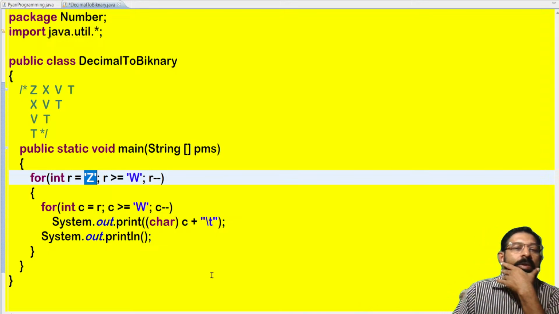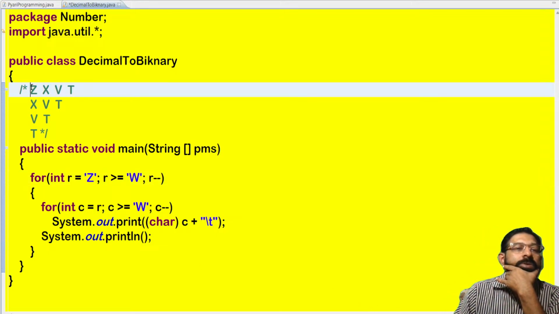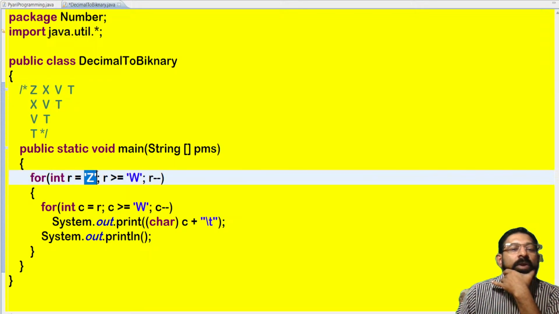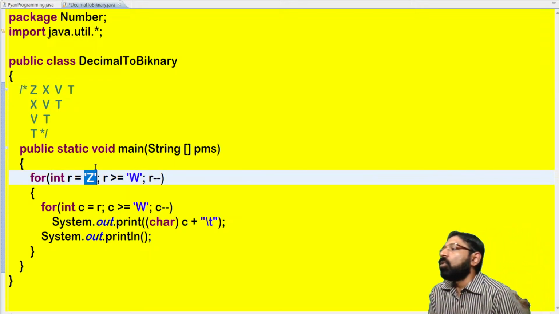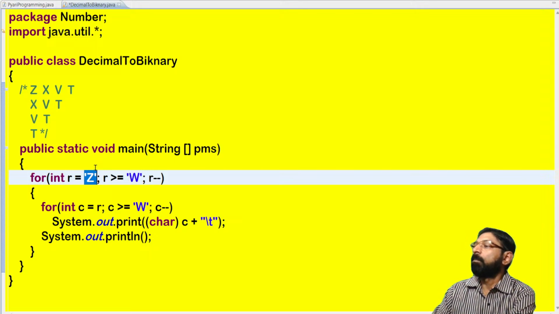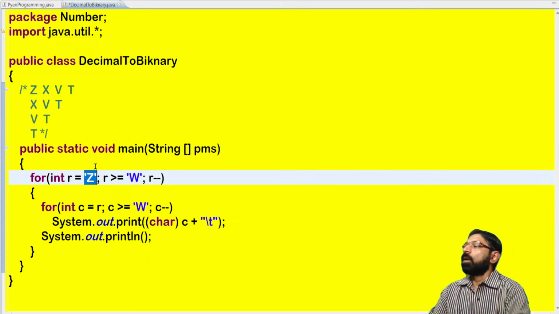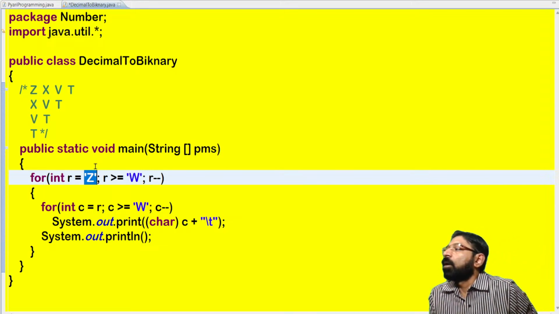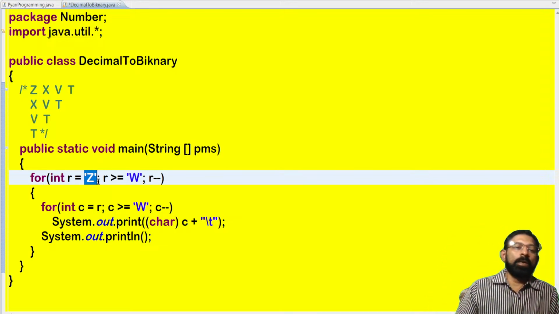Decide from here, because this is starting from Z, I need to print Z first. Then what should be the initial value of R so that it will start from Z? Obviously R is equal to what? Yes, R is equal to Z. R is already correct, it is Z.